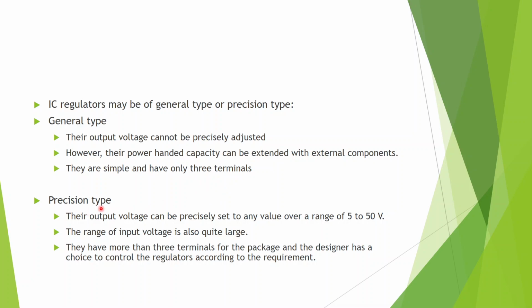Then you have precision type IC regulators. You can have their output voltage precisely set to any value over the range of 5 to 50 volts. And the input voltage that you give to these precision type voltage regulators could also be within a bigger range. They have more than 3 terminals, and the designer has a choice to control the regulator according to the requirement. Control in a sense of setting the precision voltage, the current.